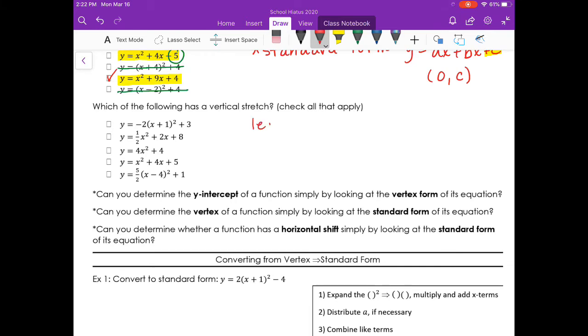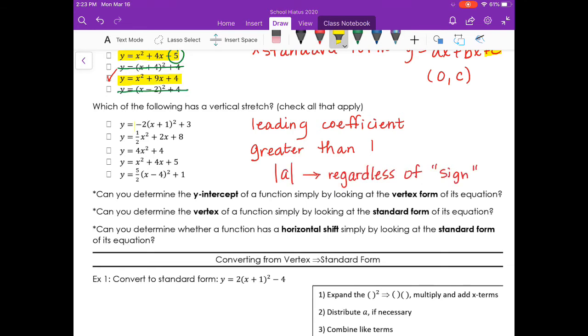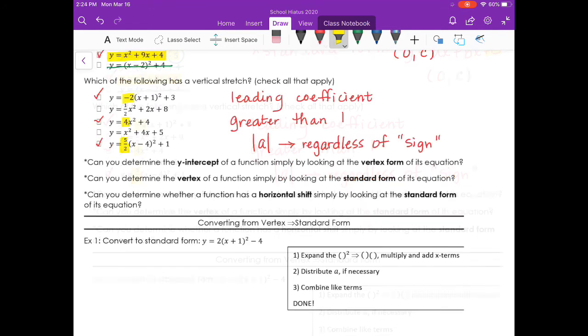To determine whether there's a vertical stretch on our graph, we'll look at the leading coefficient. Remember that we're not looking at the sign. The sign tells us whether there's a reflection, but we look at the absolute value of the leading coefficient A. If the number is greater than 1, it causes the graph to stretch. We're looking for leading coefficients with absolute values greater than 1. Remember, we're not looking at the sign of the number here, just the absolute value. So the first, third, and fifth examples all have coefficients with absolute values greater than 1.